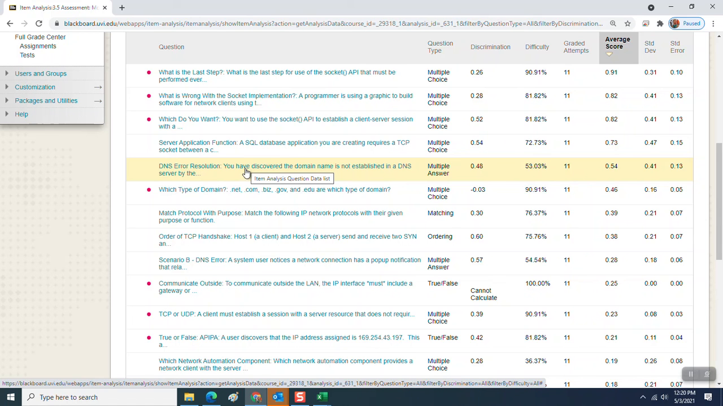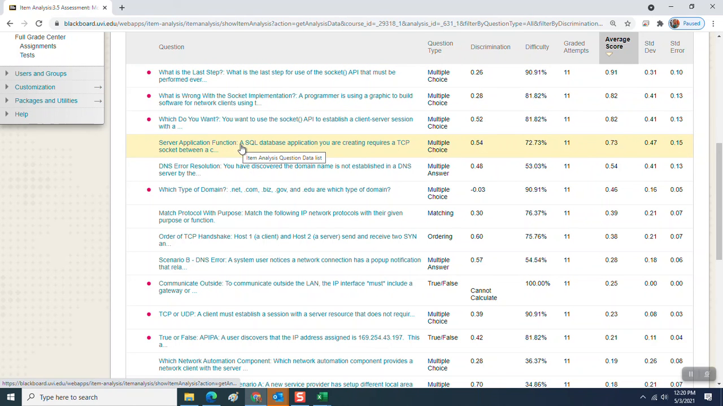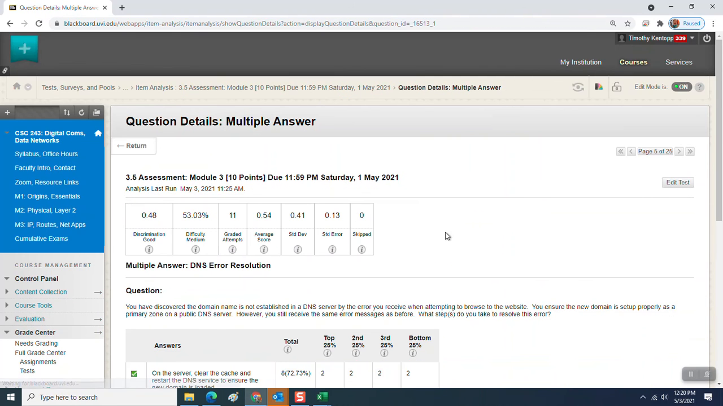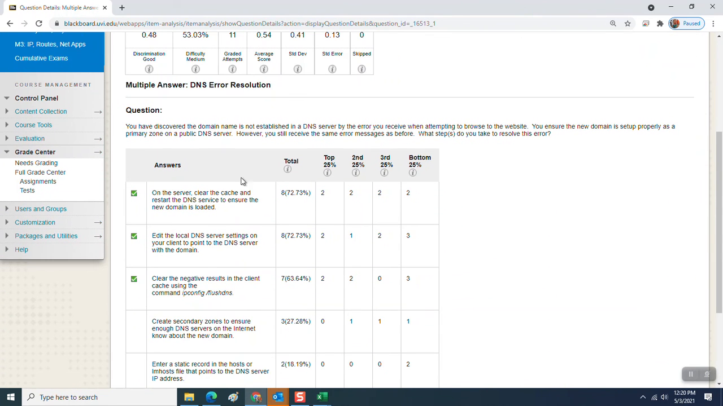Let's see, multiple answer. So this is the last multiple answer. The rest, most students got these correct, and this is worth 3/4 of a point or a point. So let's look at this multiple answer. DNS error resolution. You have discovered the domain name is not established in a DNS server by the error you receive when attempting to browse to the website. You ensure the new domain is set up properly as a primary zone on a public DNS server. However, you still receive the same error message as before. What steps do you take to resolve this error?